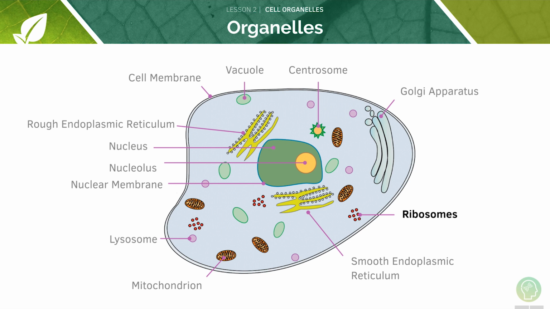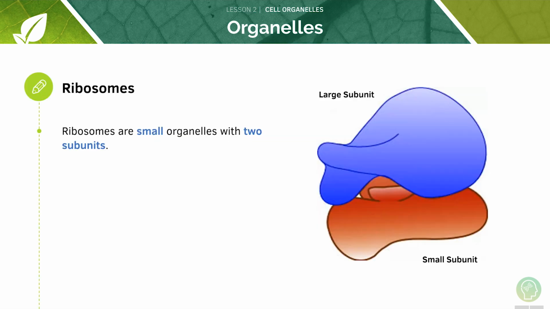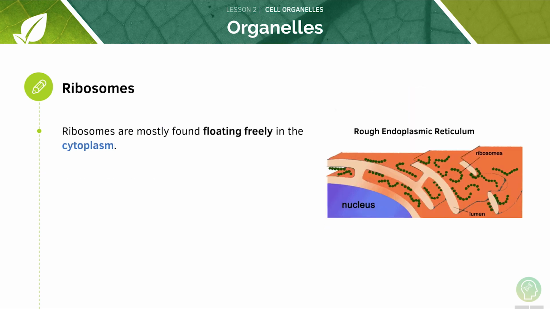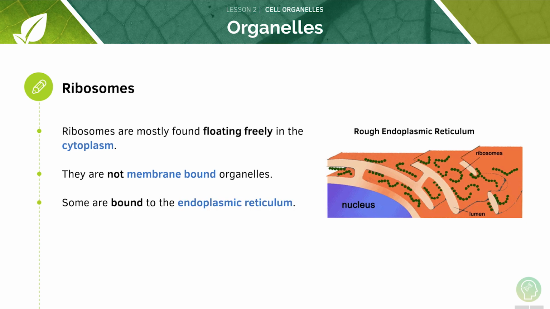Now let's look at ribosomes. Ribosomes are tiny and they're often shown as dots in the cytoplasm. They're made up of 2 subunits, a small one and a large one. They are found floating freely in the cytoplasm. They're not membrane-bound organelles, but some of them can be bound to the endoplasmic reticulum.